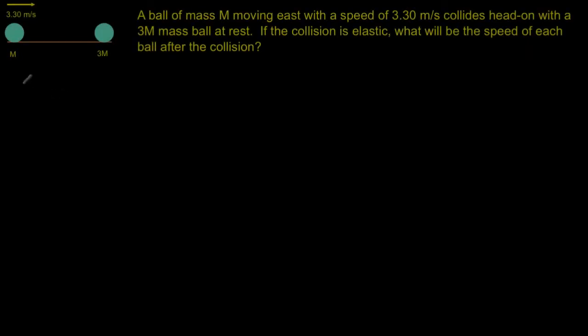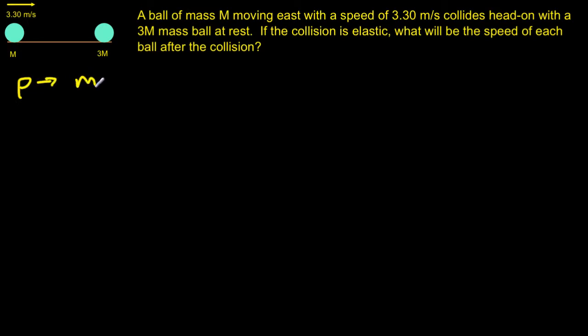After reading this question, we see that it's an elastic collision, which means that there will be two conservation laws in effect. First, momentum. So our momentum equation will look like m1 times its velocity of 3.3, and it will equal our momentum after the collision. So that will be m1 v1 plus 3m1 v2, because the second mass is 3 times larger than the first.